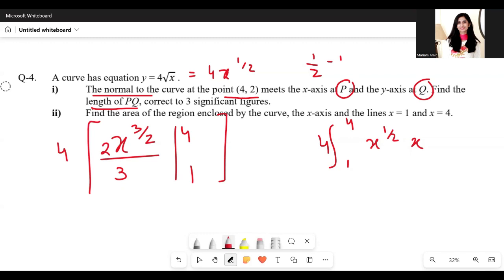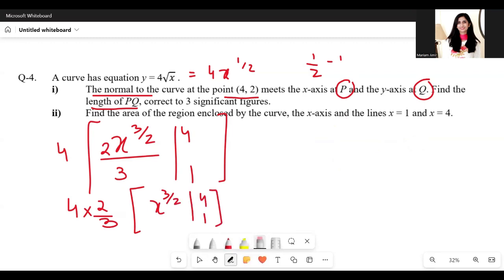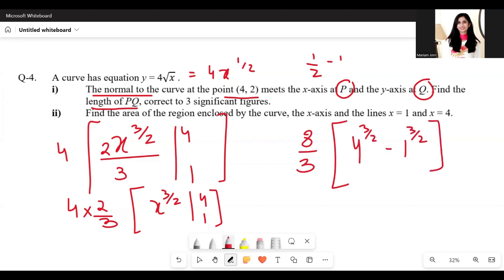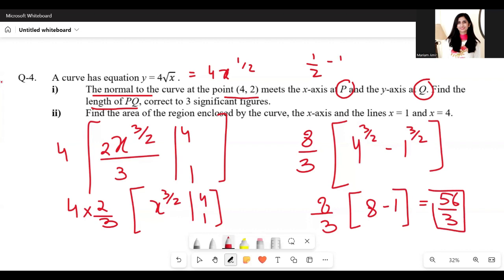Okay, so let's substitute the values of 4 and 1. In fact, you can also bring out 2 over 3, and now let's substitute 4 and 1 in x power 3 upon 2. Outside I have 8 upon 3 now. Inside I have 4 power 3 upon 2 minus 1 power 3 upon 2, which would be 8 minus 1, which is 7. So we have 8 times 7 divided by 3, which is 56 upon 3, which is the final answer. And if we need the decimal answer, that is 18.7 in 3 significant figures.